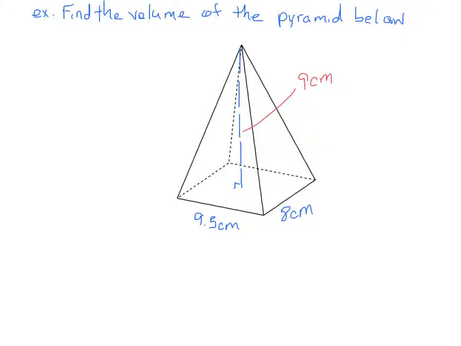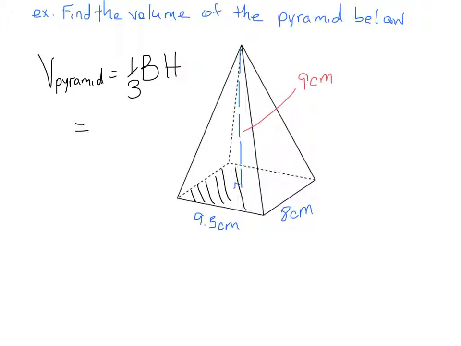Okay, so here is the pyramid, and we need to find the volume of this pyramid. And we know from what we just learned that the volume of a pyramid is always going to be equal to 1/3 the base area times the height. All right, so what do I do with this? Well, my base is here.